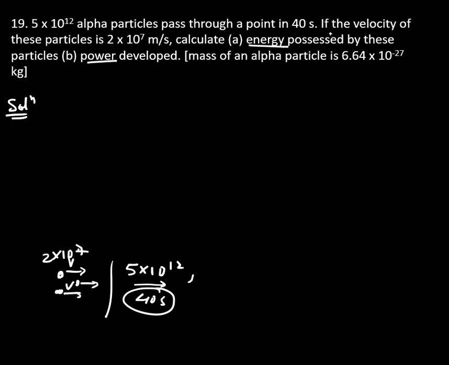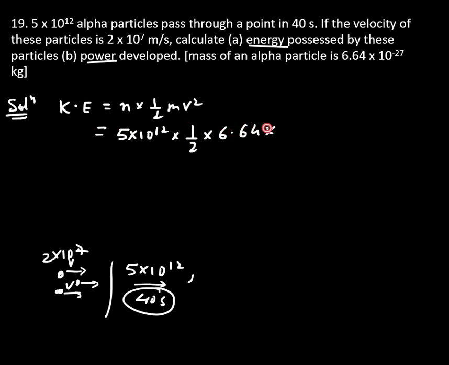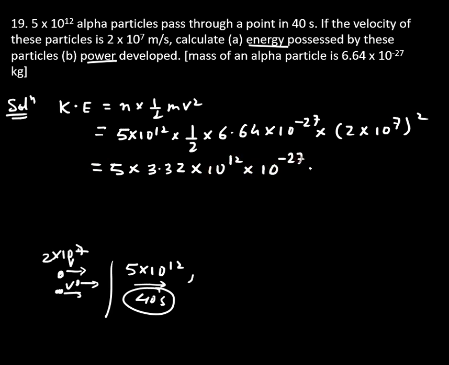First they are asking for the energy. So energy is equal to n times the energy of one alpha particle, that is half mv squared. So n is the number of alpha particles, that is 5 into 10 to the power 12, and this is half into the mass of each alpha particle, given as 6.64 into 10 to the power minus 27, into v squared, that is 2 into 10 to the power 7 squared. So here we have 5, 2 divided by this will be 3.32, and then I will write 10 to the power 12, 10 to the power minus 27, 2 squared will be 4, 10 to the power 7 squared will be 10 to the power 14.